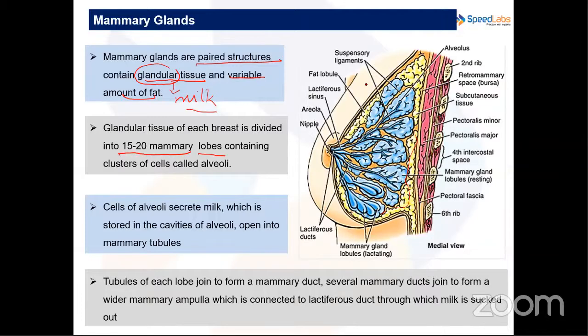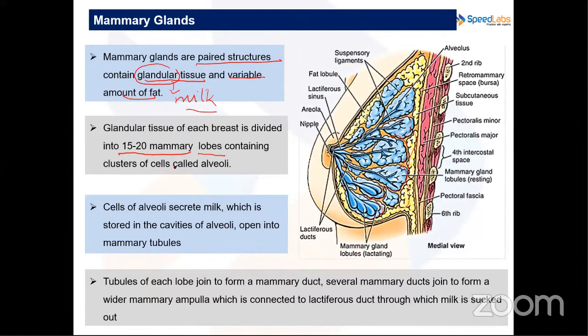So where are the lobes over here? It is divided into 15 to 20 mammary lobes. So these are the mammary lobes, the bluish ones, you can see. So these are the lobules or lobes. And what is there inside the mammary lobules or lobes?